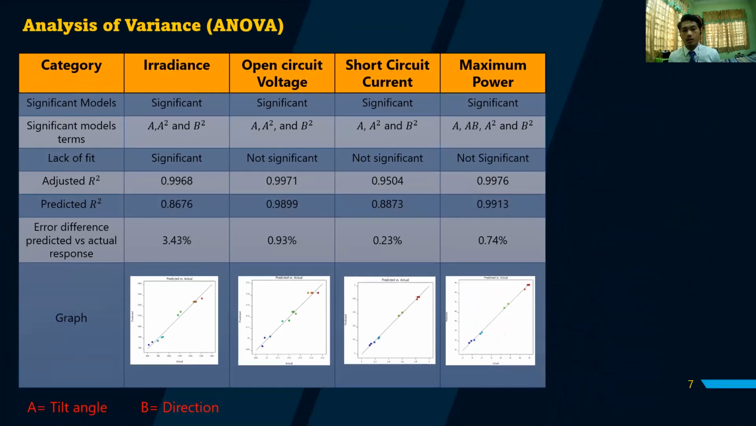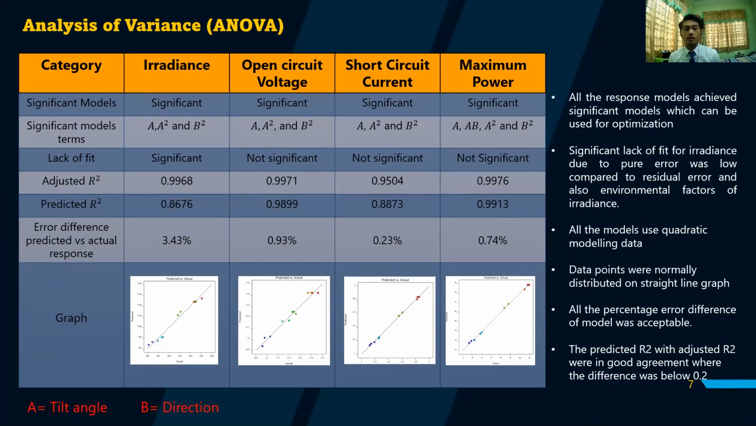So I move to the analysis of variance, ANOVA. As you can see, this is a summary table for the 4 models in ANOVA, and all 4 models achieve significant models. The model terms present A squared and B squared for 3 models, except for maximum power, which has additional A and B. For your information, A is the tilt angle and B is the direction. And for the lack of fit, only irradiance achieves a significant lack of fit.